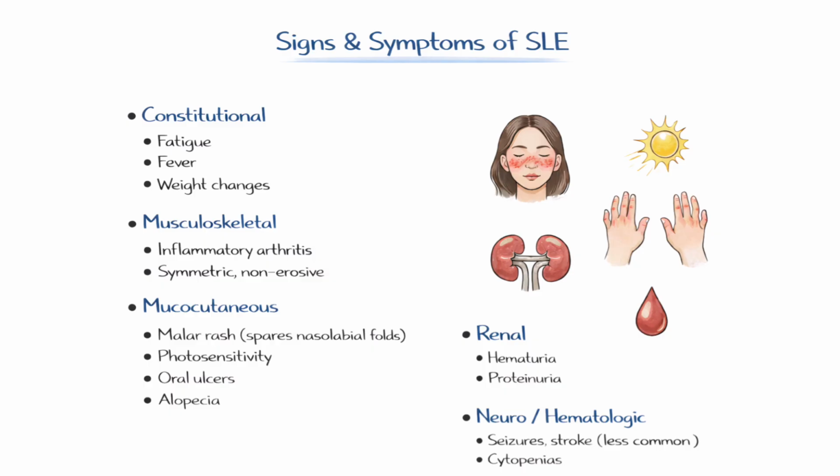Renal involvement may present with hematuria, proteinuria, edema, or hypertension. Neuropsychiatric symptoms, such as seizures or stroke, are less common but potentially serious. Hematologic abnormalities, including anemia, leukopenia, and thrombocytopenia, are also frequently seen.